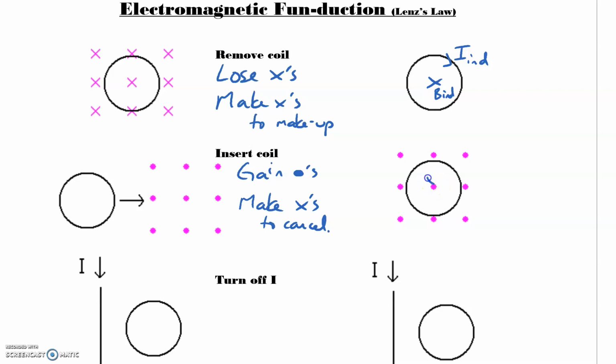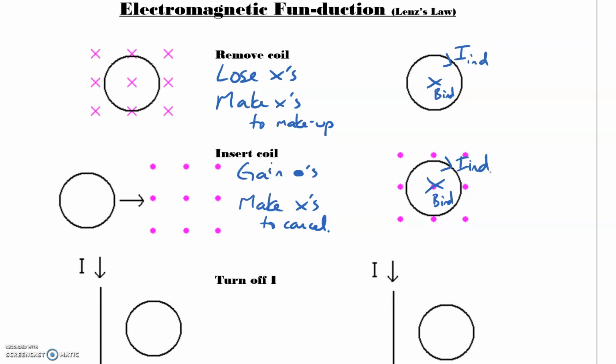So once again, the induced magnetic field would be an X, and the induced current would go in the clockwise direction, the same as the first one. So again, coils and stuff like that typically make things to either make up what was lost or try and cancel out what is being given.